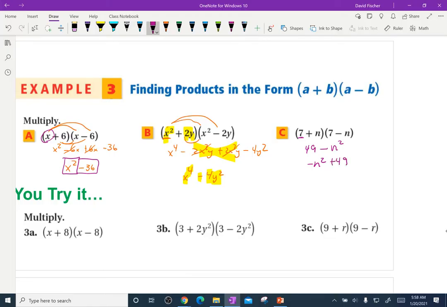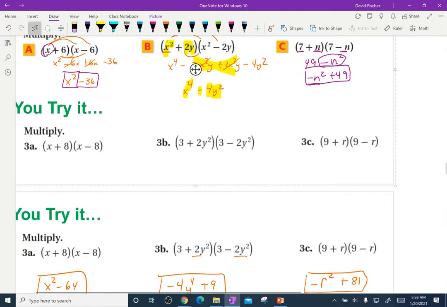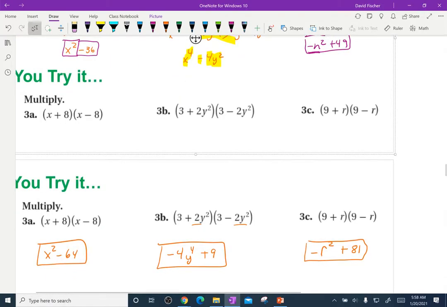So let's put it in standard form. If it was me looking at this, I know this is going to be my first term, because n times n is an n squared. So I look at my n's and say, okay, it's going to be a negative, because positive times negative is negative, and it's going to be an n squared. And then I'm looking at my 7's, they're both positives, so it's going to be a 49. And again, I know my middle terms are going to cancel out. So let's practice taking the shortcut.